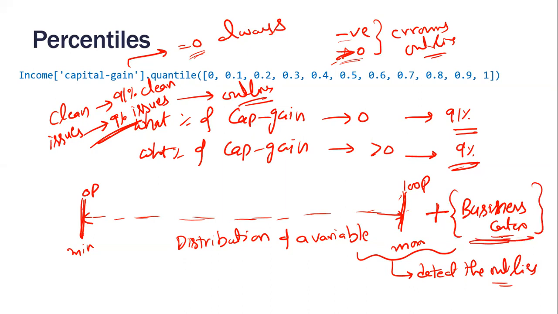This is something that a lot of people miss. We always need to consider the underlying business context. Based on that, we have to decide what are the final outliers. So to detect the outliers, we have to look from minimum to maximum.